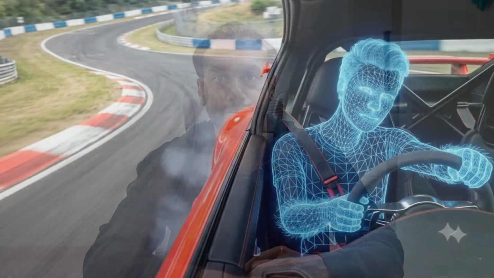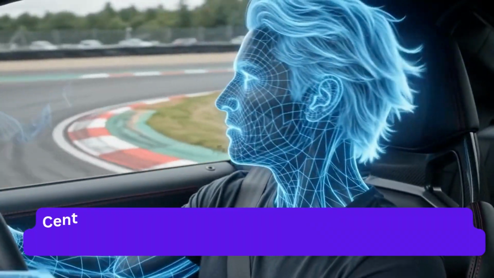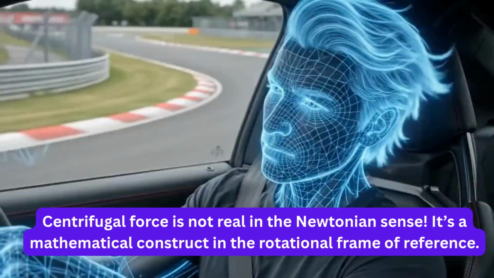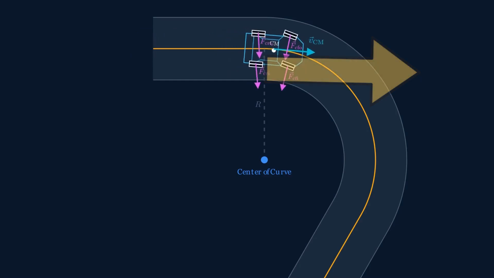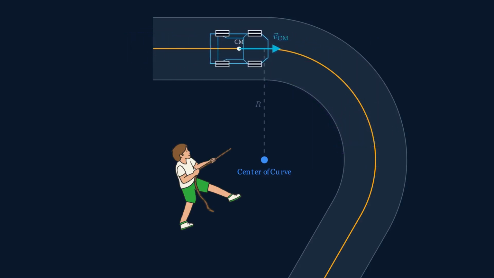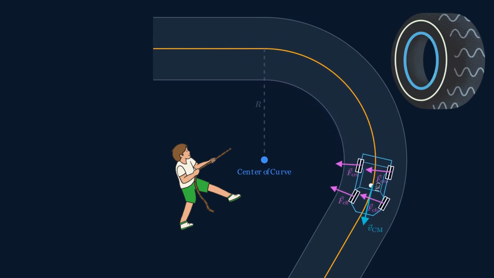Let's imagine you are driving through a curve. Inside the car, you feel pushed outward. That's not a real outward force. It's your body's inertia resisting the inward acceleration. From outside the car, it wants to continue straight tangentially. The centripetal force generated by the tire is what changes that direction.